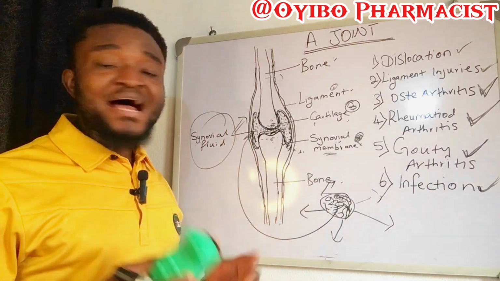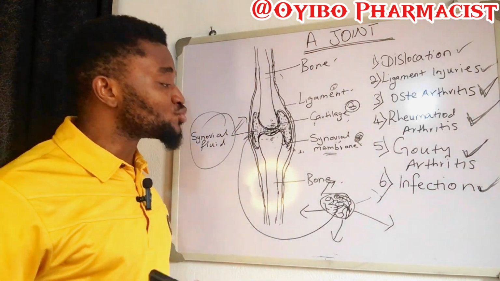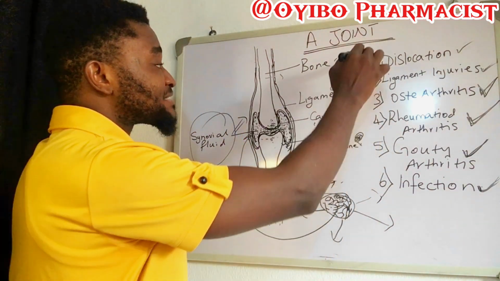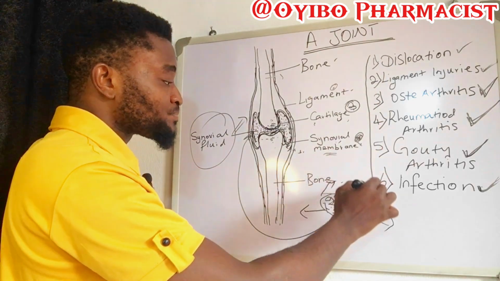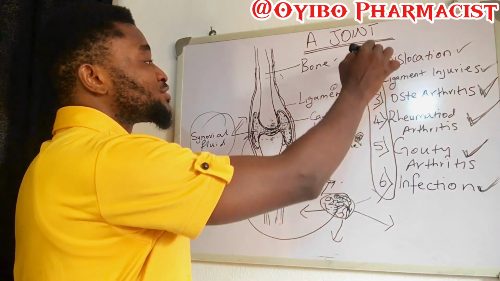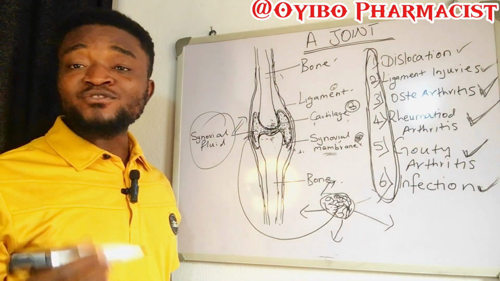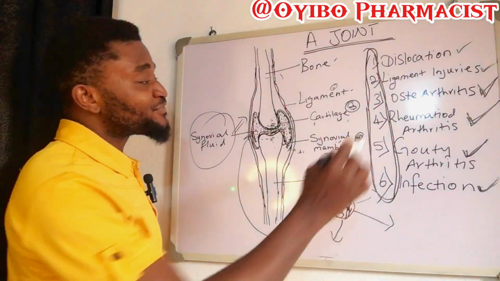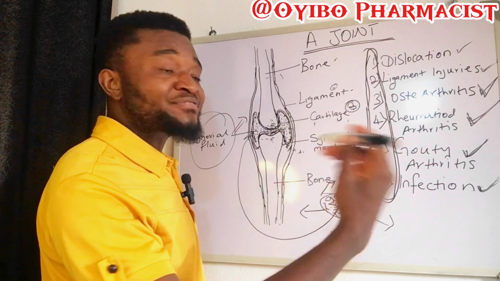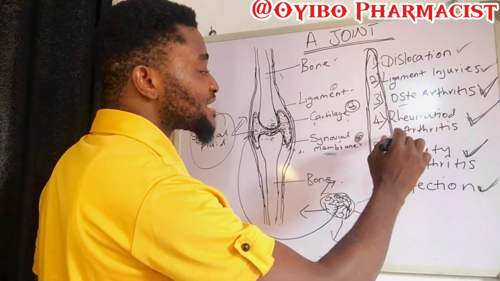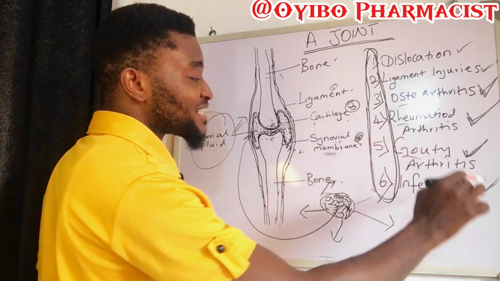So with this being said, I hope I have been able to expose you to the 6 common things that could be the reason why you have pains on your joints. And I have also been able to explain to you the common different types of arthritis we have: the osteoarthritis, rheumatoid arthritis, and the gouty arthritis.